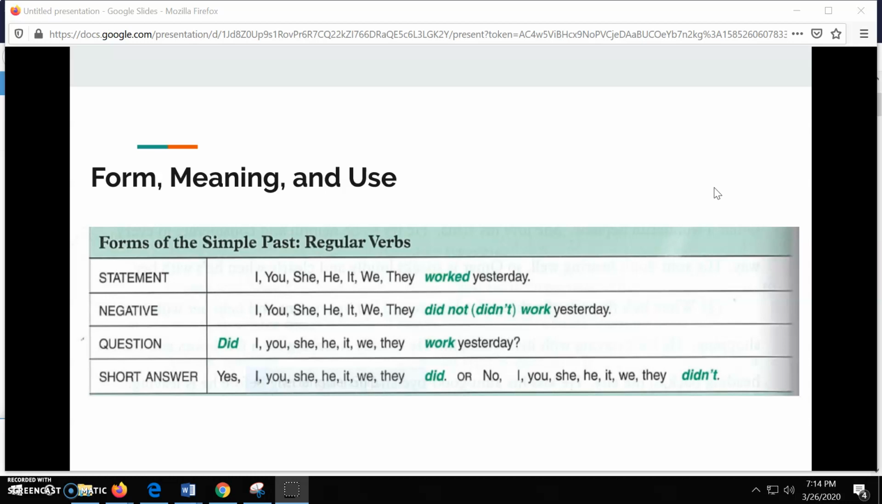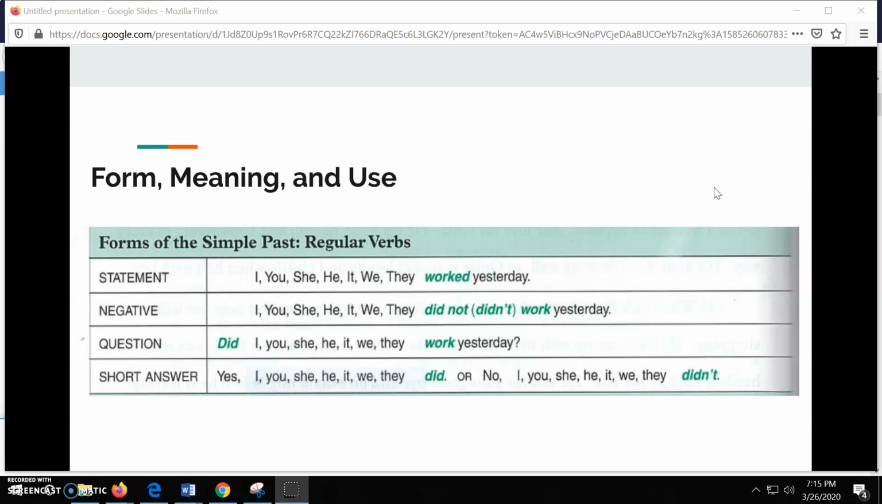The negative statements. I did not work yesterday. She did not work yesterday. They did not work yesterday. You could use a contraction, didn't, okay? And the sentence would sound like, I didn't work yesterday, or she didn't work yesterday. They didn't work yesterday. To make questions, you need to use did in initial position.